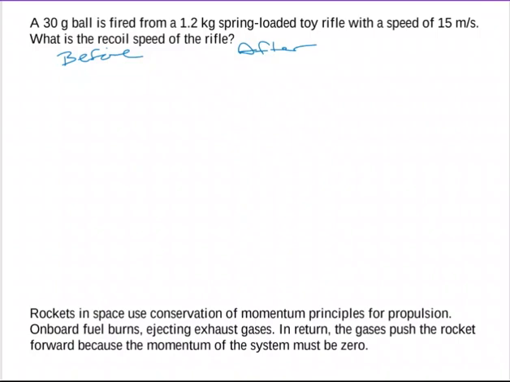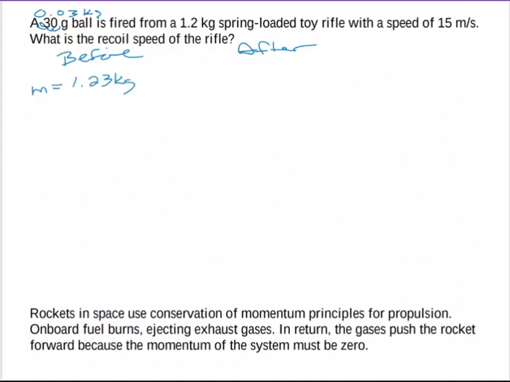So the combined mass then would be what? 1.2, because everything's sitting in there, internally. Yeah, it'd be 1.5. So 1.2 kilograms for the spring-loaded toy rifle plus 0.03 kilograms. Move the decimal, 1, 2, 3. It's 0.03 kilograms. So 1.23 kilograms.